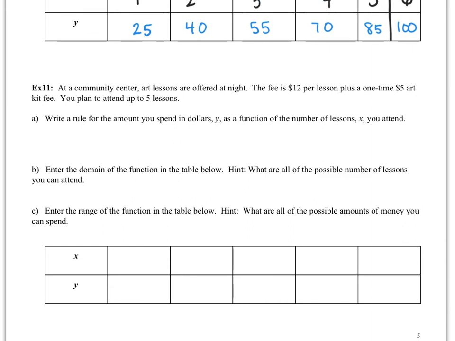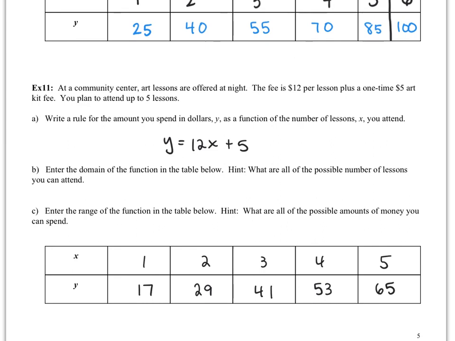Okay, go ahead and try example 11. This time you're at a community center where art lessons are offered. The fee is $12 per lesson, plus a one-time art kit fee for $5, and you plan to attend up to 5 lessons. You're going to write a rule for your function, and you're going to enter the domain and range in the table below. Press play when you're ready to check your answers.